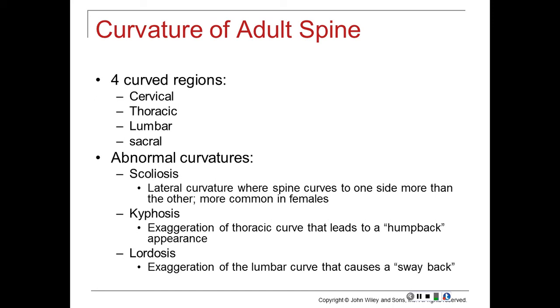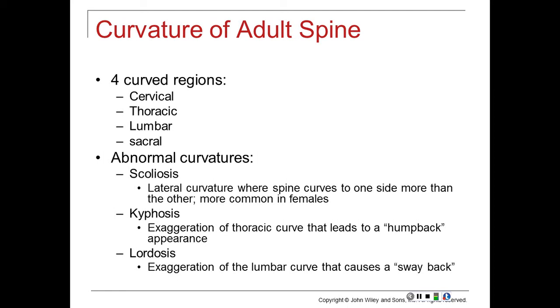Abnormal curvatures include scoliosis, which would be a lateral curvature. It's more common in females. Kyphosis, which would be that exaggerated thoracic curve leading to that humpback appearance. And lordosis would be an exaggerated lumbar curve causing that sway back.